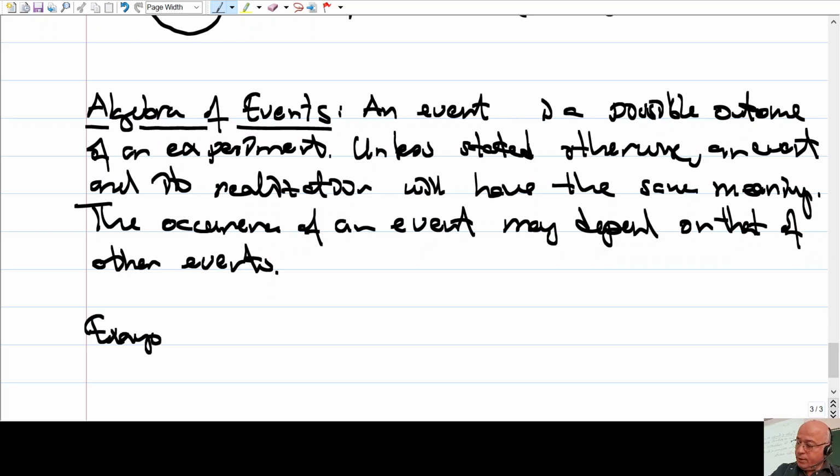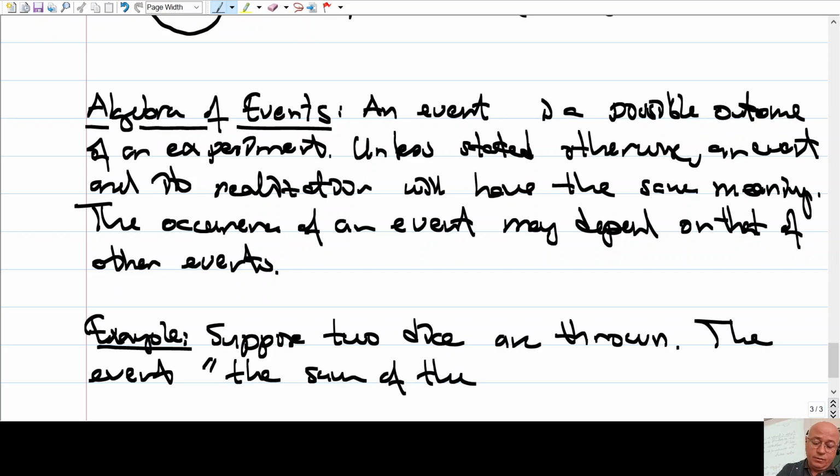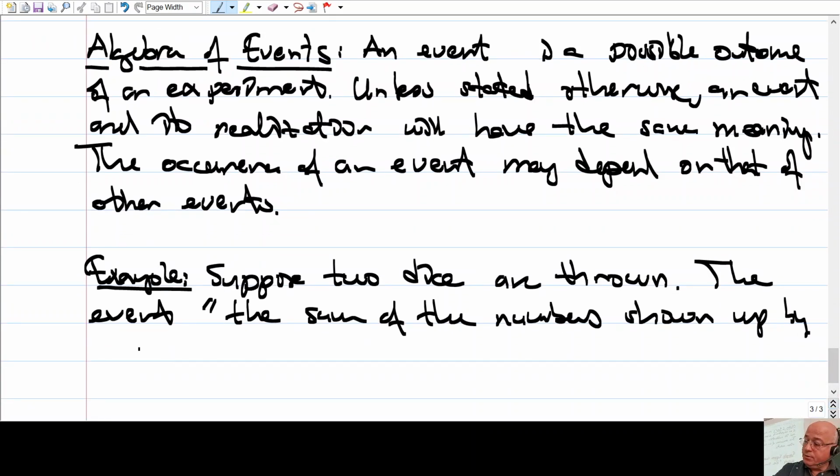Let me give an example of what we are talking about. Suppose two dice are thrown. Let's define an event like this. The event is: the sum of the numbers shown up by each die is equal to 10.